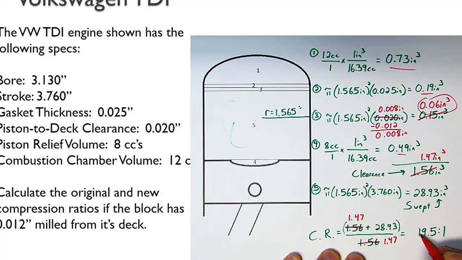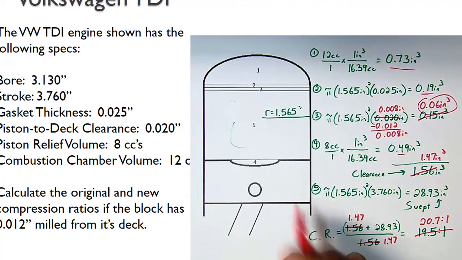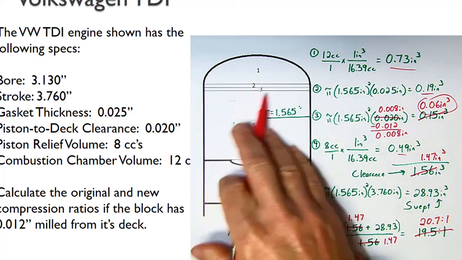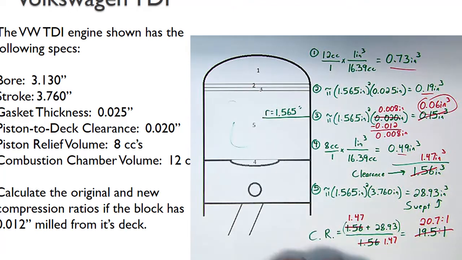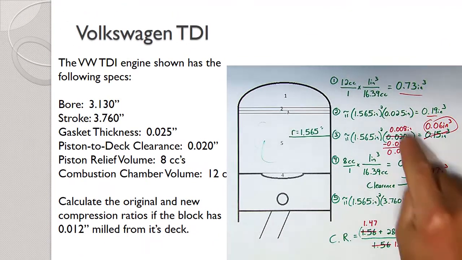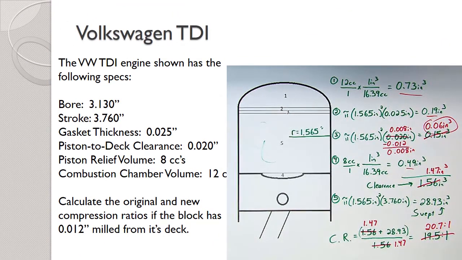And our new compression ratio does in fact go up. It goes up to 20.7, so that's a pretty big bump because this volume has got fairly high compression ratio and not much volume for unburned air and fuel to begin with. So we see a pretty quick climb in our compression ratio due to a relatively small change.